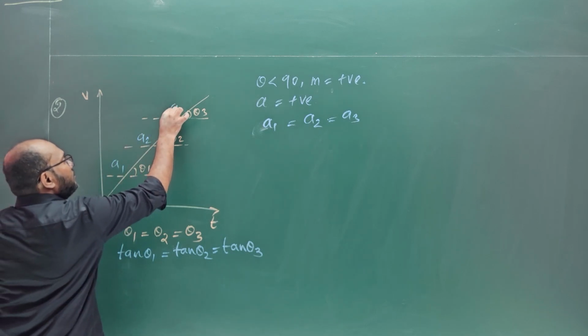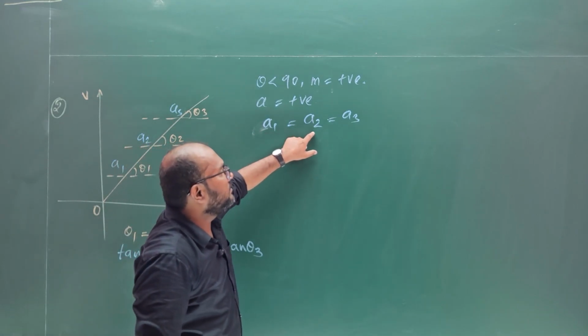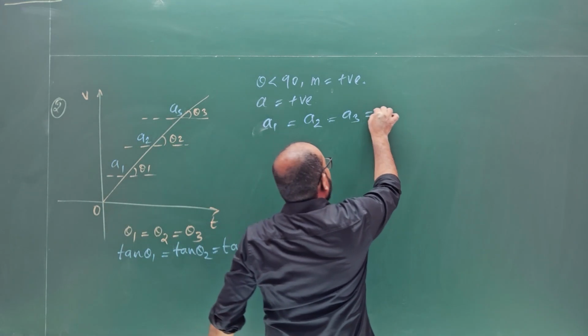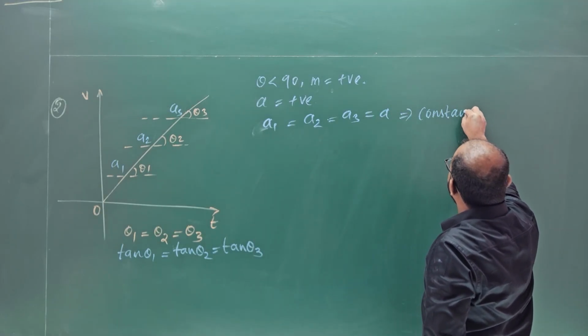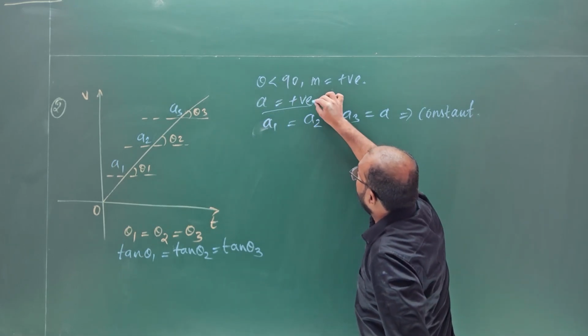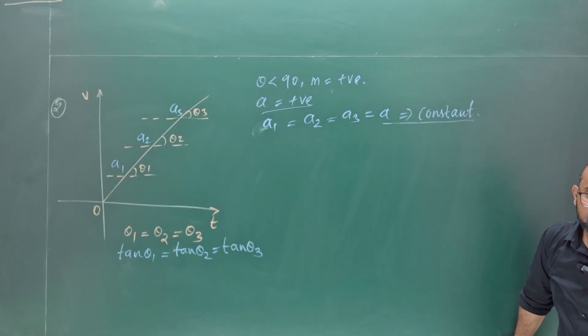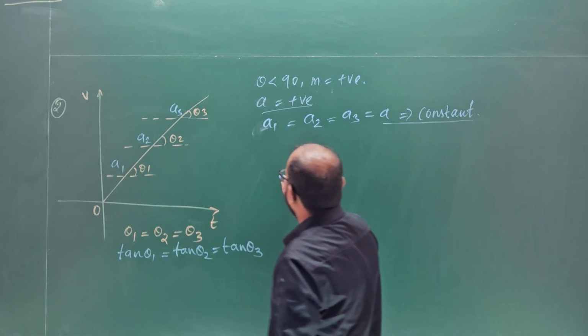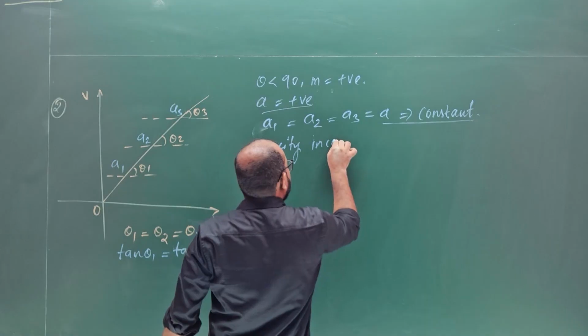Over here, what is the acceleration? A1, here A2 and here let's say A3. So can I say that A1 equals A2 equals A3, all are equal? Let's say A, and can I say that this A is nothing but constant? A is what? Constant. If acceleration is positive, and acceleration is constant, then is velocity increasing or decreasing? Yes, absolutely. Velocity is increasing here.